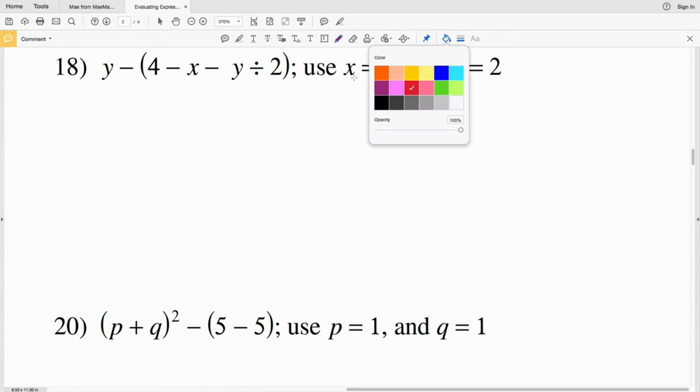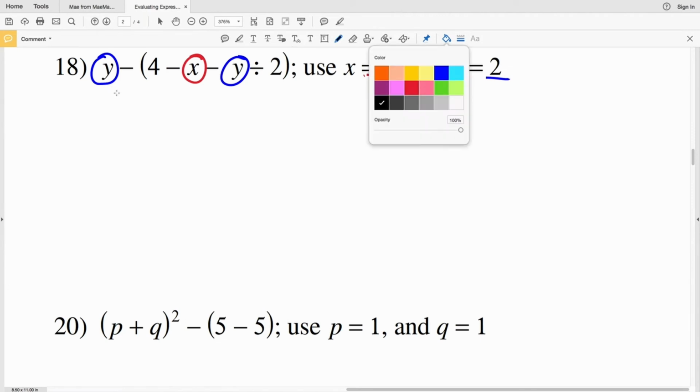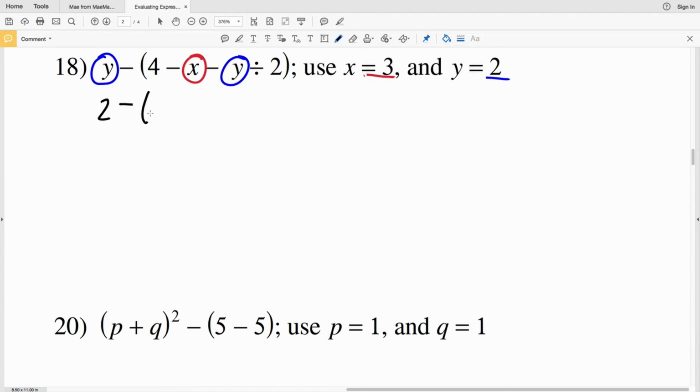We're plugging in 3 for x, and we're plugging 2 in for y. Again, y occurs twice, but there's no easy way to simplify this because the y gets divided by 2 at the very start. So simplification, trying to combine those will get messy, so let's just plug in the values since they're given. So plugging those in, we're going to get 2 minus 4 minus x is 3 minus y is 2. Divide that by 2, and that's our new expression.